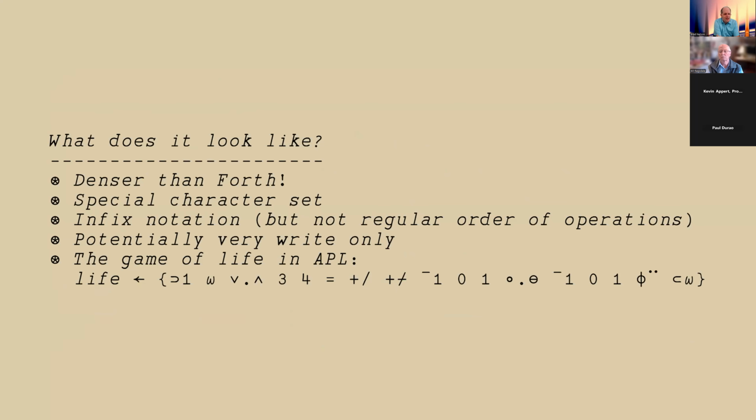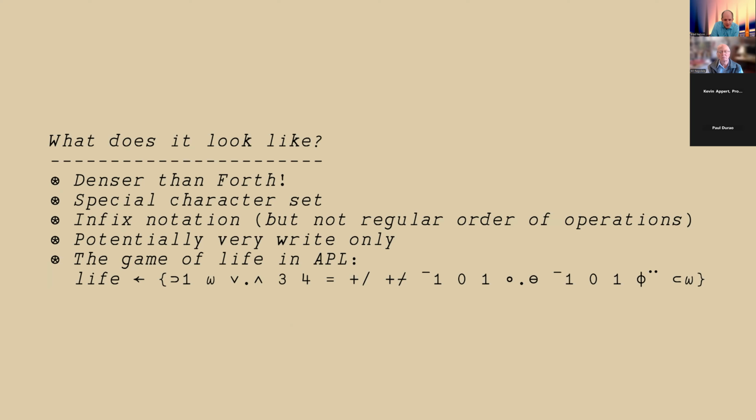So what does it look like? It's one of the few languages that is denser than Forth, which is saying something. I've had folks look at Forth code that I've shown them, and they're like, "What? You can read that? That's crazy." APL takes that one step further, and I think a big part of this is because it has a special character set, which we'll talk about a little bit. It uses infix notation, but it does not use the regular order of operations. It has a strict right-binding definition of how an operator is applied, which I think is intended to actually make it more regular in certain ways.